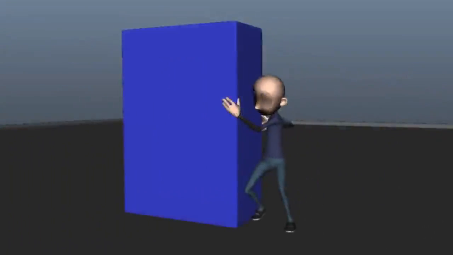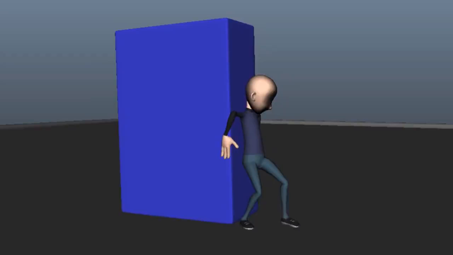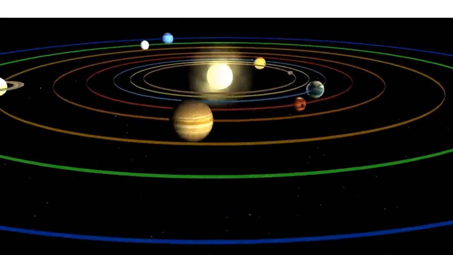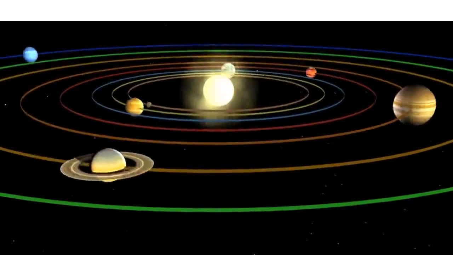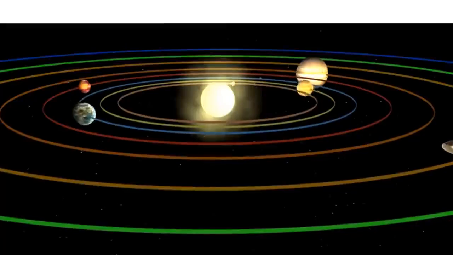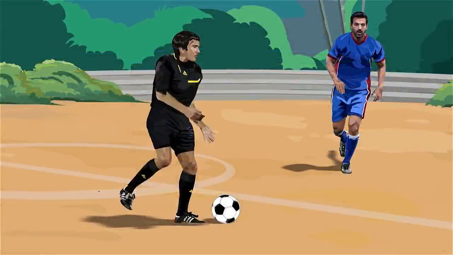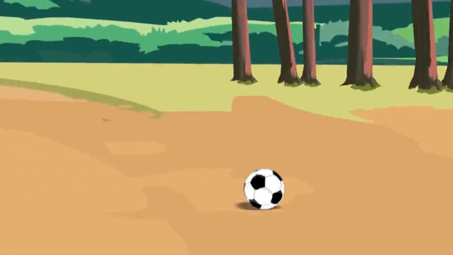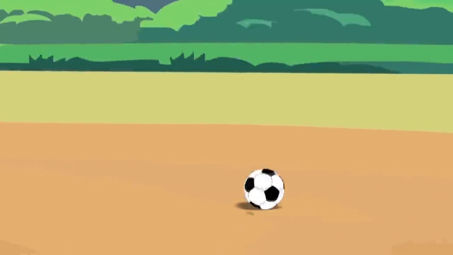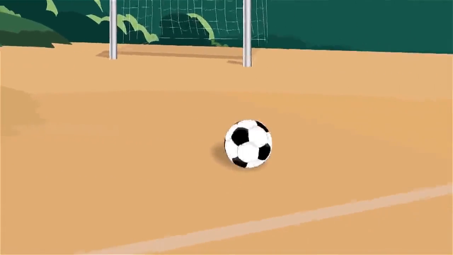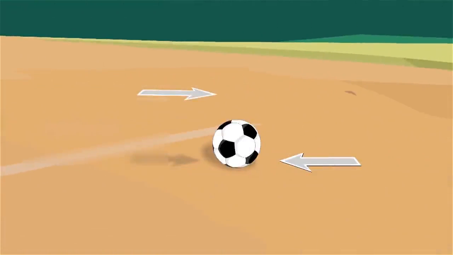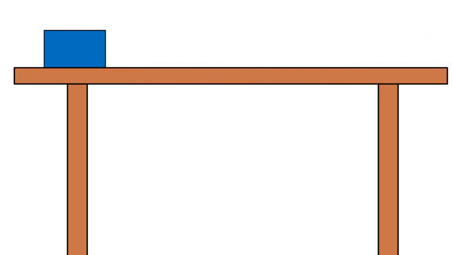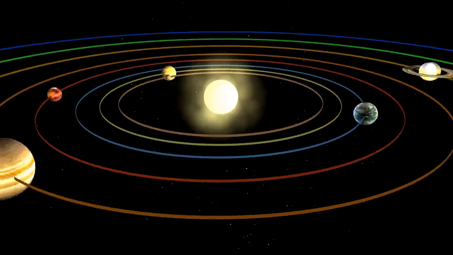An object which is at rest always likes to maintain its state of rest. An object which is in motion likes to maintain its state of motion till an external force acts on it. An object at rest can change its state to motion by an external force. Likewise, an object in motion can change its state to rest by an external force like friction. Any object would like to continue to be in its state of rest or state of motion.